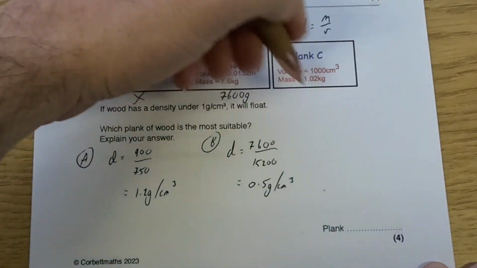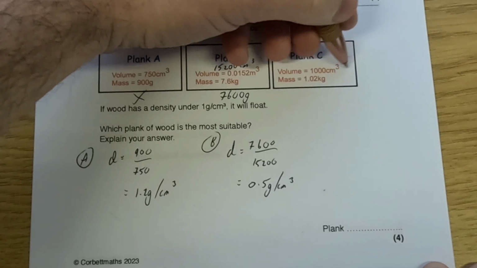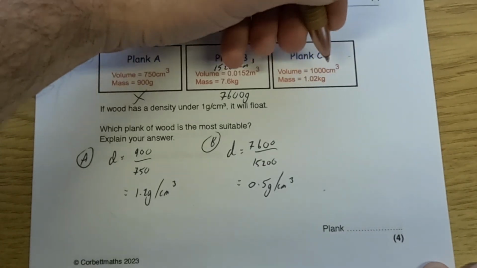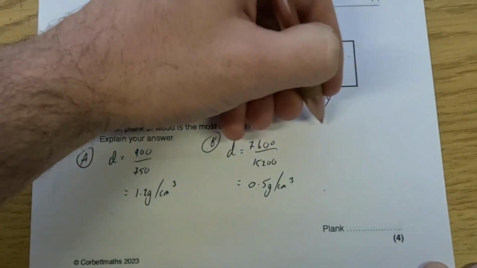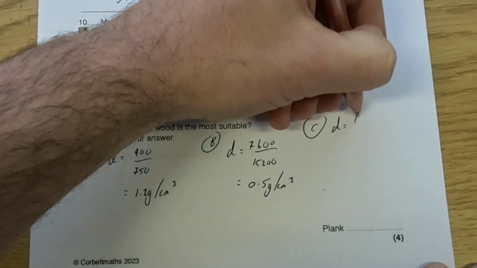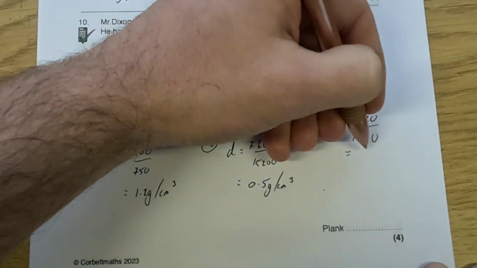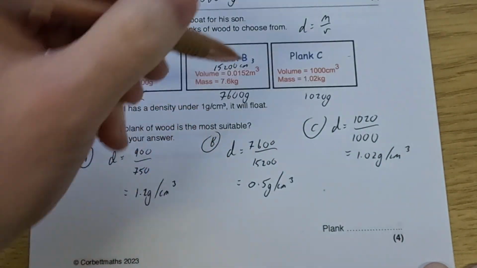And let's just double check and see if plank C floats or not. So its volume is in centimeters cubed, so that's great. The mass, however, is in kilograms, so we're going to multiply that by 1,000 to get it into grams, so that'll be 1,020 grams. So in terms of plank C, to get its density, we'll take the mass, which is 1,020, and divide it by its volume, which is 1,000. And when we do 1,020 divided by 1,000, that's 1.02 grams per centimeter cubed. So that's above 1 gram per centimeter cubed, so that one will sink.